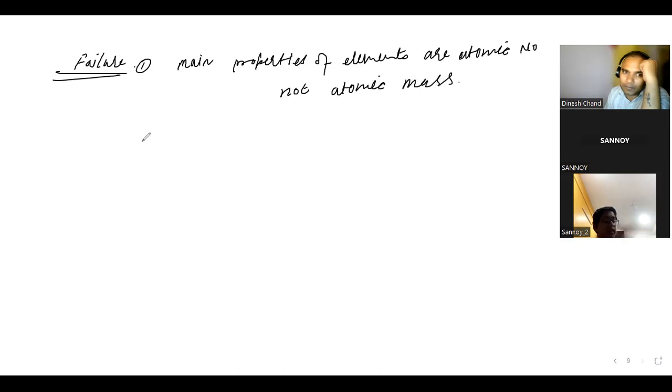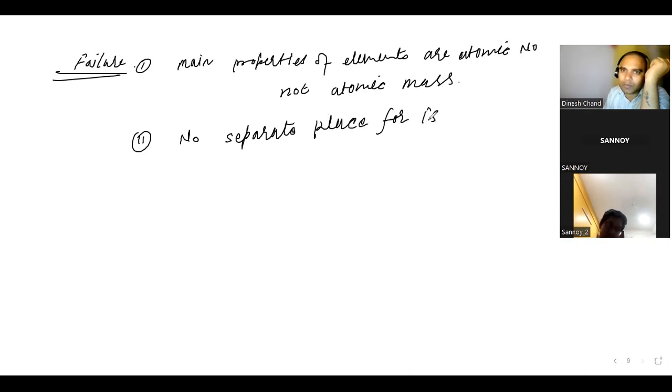Sir, I do not have it. Okay, no problem. There was no separate place for isotopes, even though they have different mass.